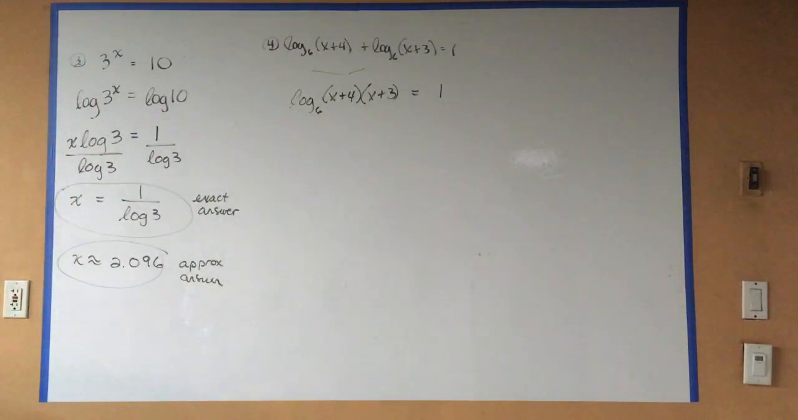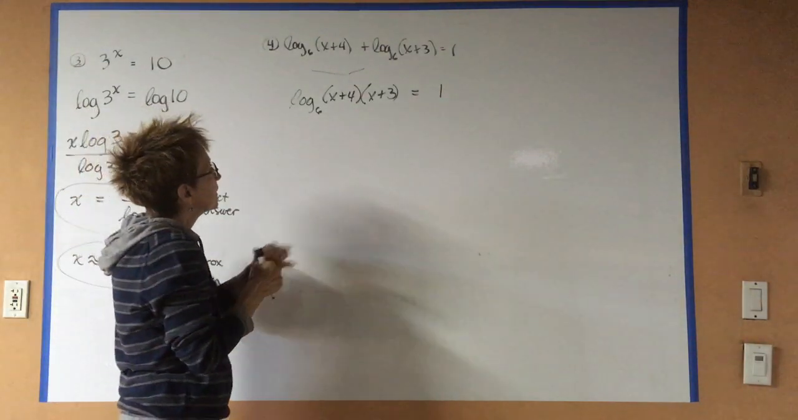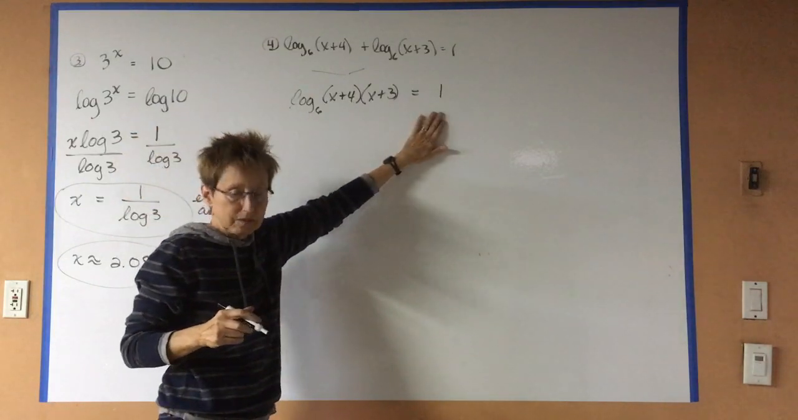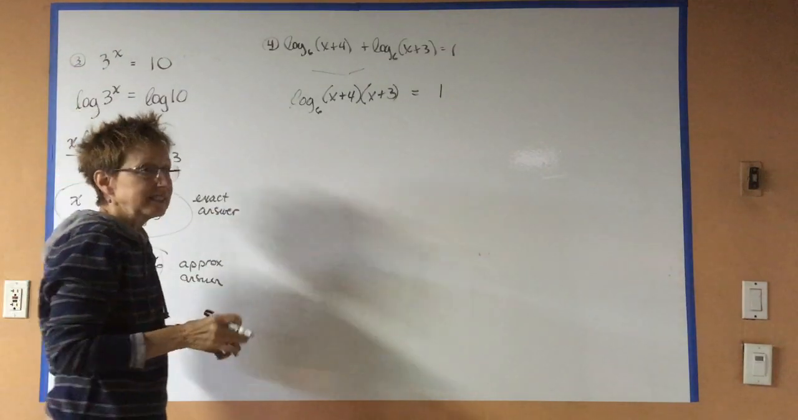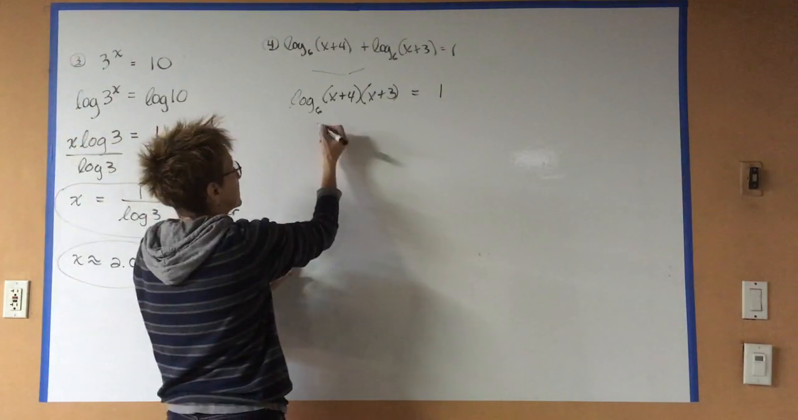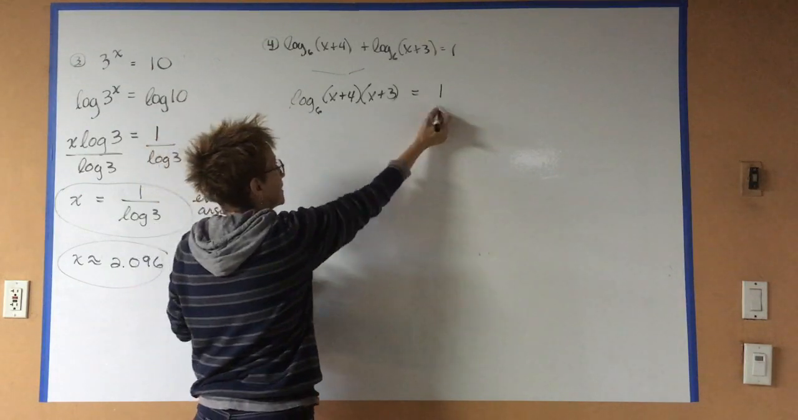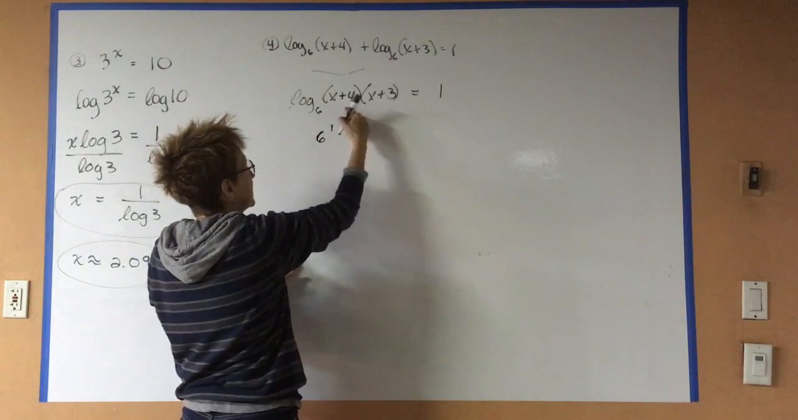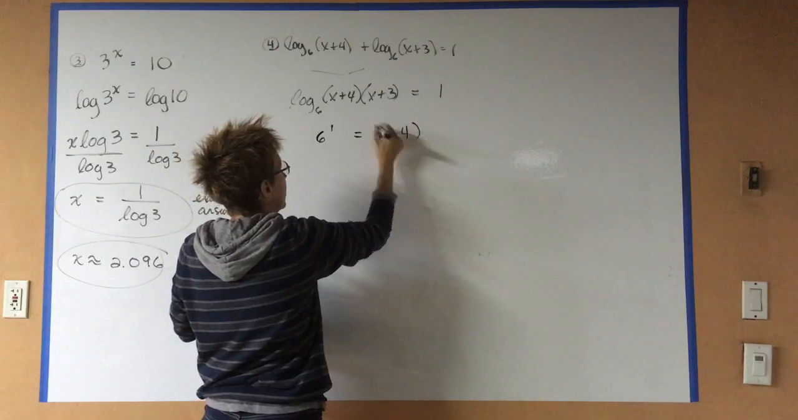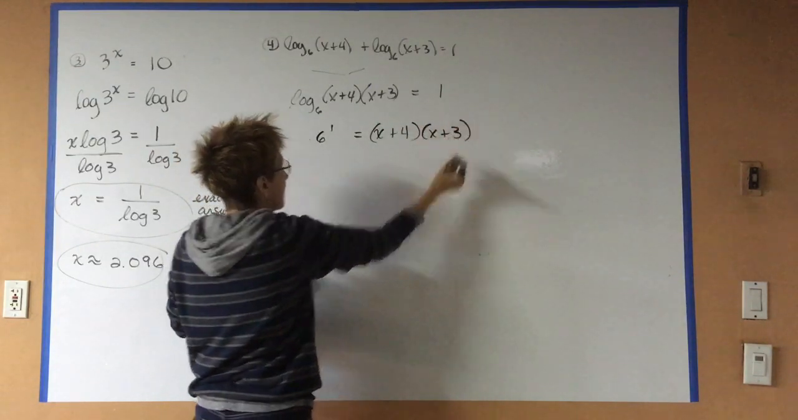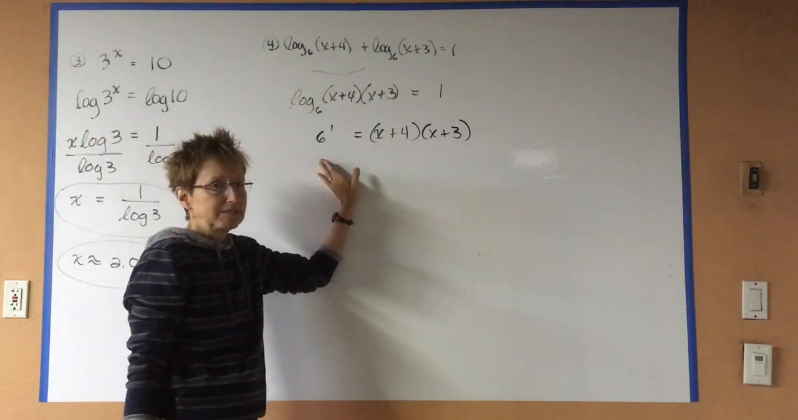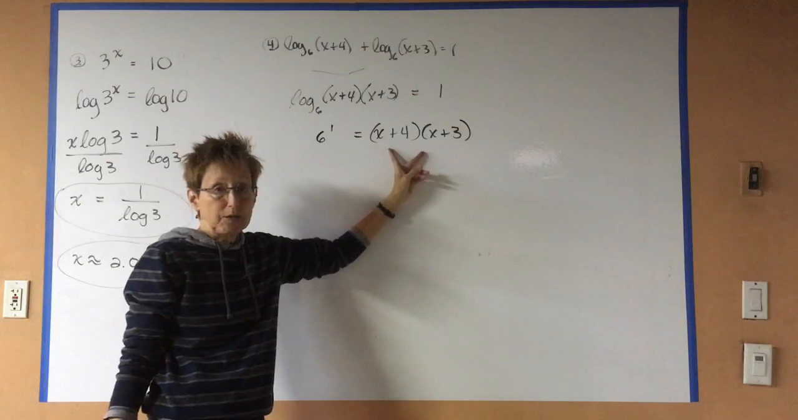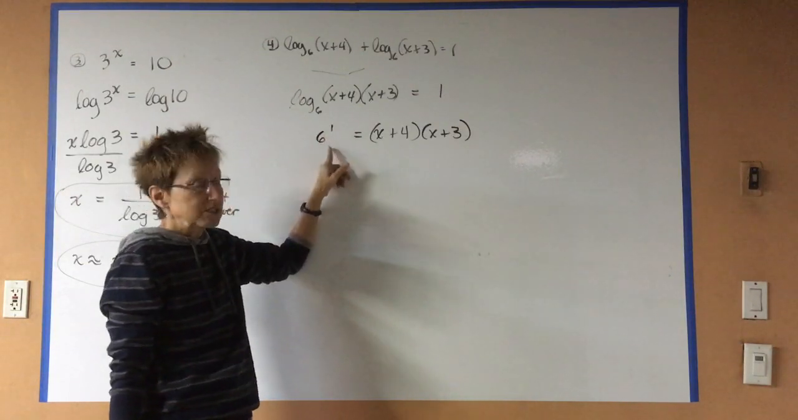So this is what I need to figure out now. A new marker here. So single log equal constant that doesn't have a log in it. So I will rewrite this in exponential form. So this becomes 6 to the power of 1 has to equal x plus 4 times x plus 3. So what kind of an equation is this? Ultimately, it looks like it's going to be quadratic. And 6 to the 1, of course, is just 6.